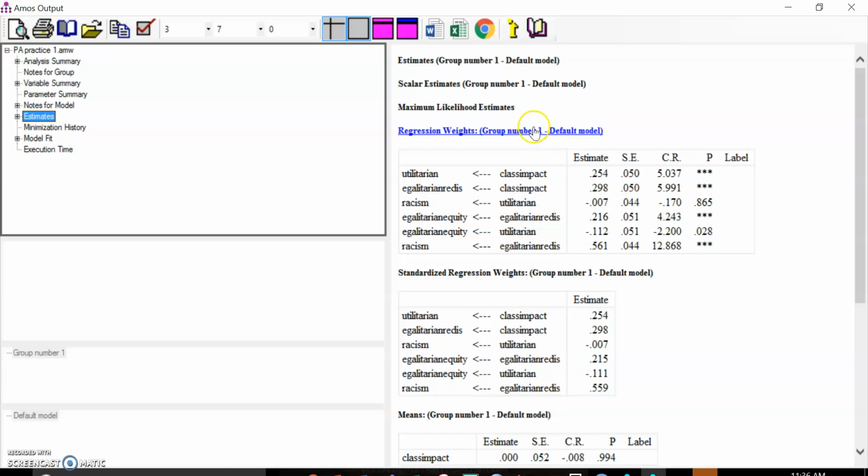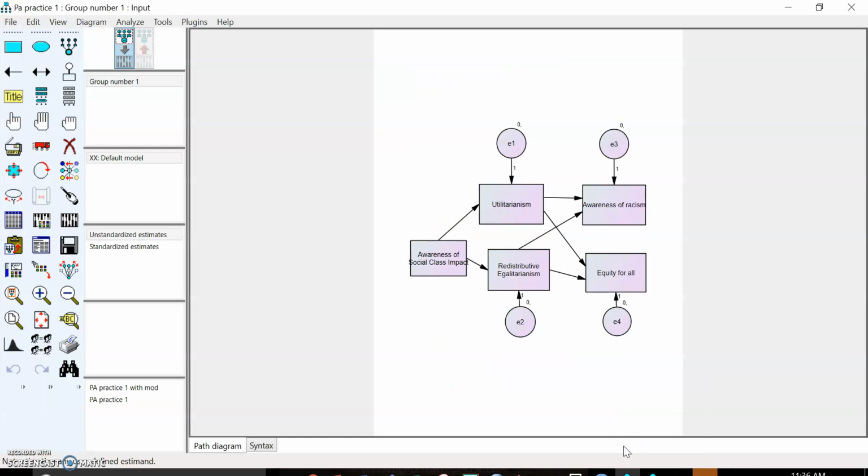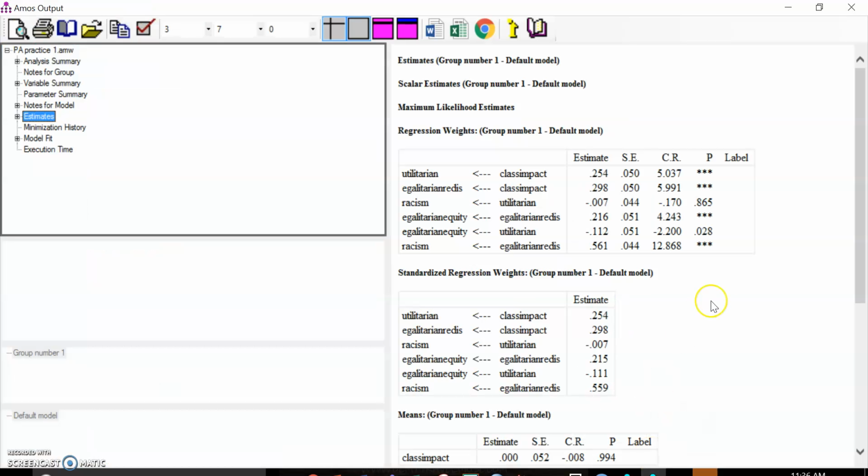The first thing that I notice with my regression weights is that only one of them is not significant. Meaning, thinking about our model, that everything is significantly predicting everything in the way that I thought it would, except for this one path between this guy and this guy.